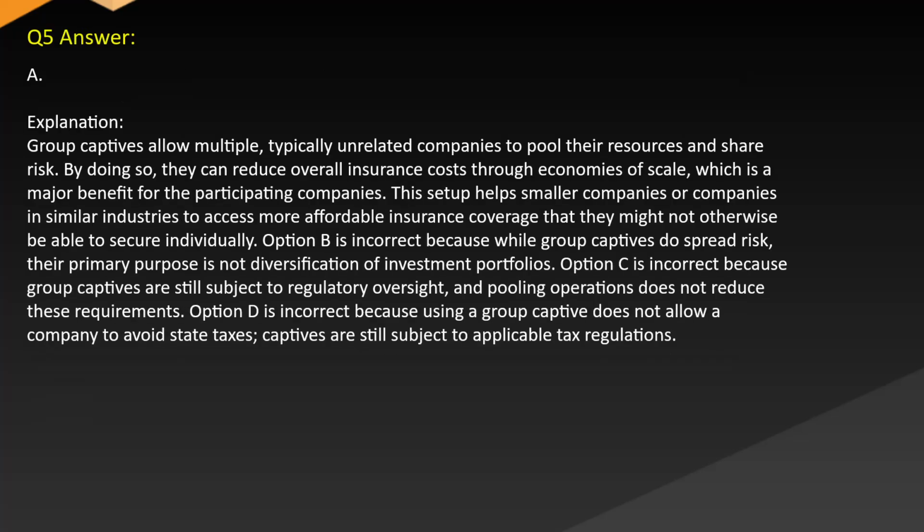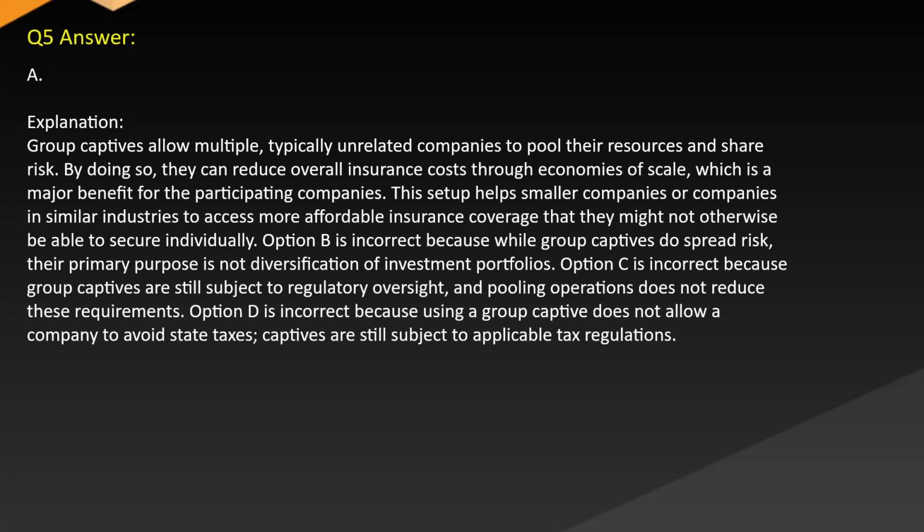Answer A. Explanation. Group captives allow multiple, typically unrelated companies to pool their resources and share risk. By doing so, they can reduce overall insurance costs through economies of scale, which is a major benefit for the participating companies. This setup helps smaller companies or companies in similar industries to access more affordable insurance coverage that they might not otherwise be able to secure individually.